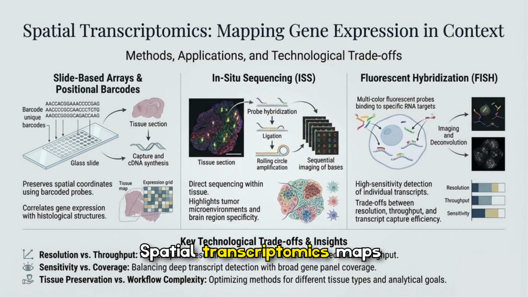Spatial transcriptomics maps gene expression back onto tissue architecture using slide-based barcodes, in situ sequencing, and fluorescent hybridization approaches. Each method balances trade-offs between resolution, throughput, and sensitivity, and choosing the right tool depends on whether you prioritize single-cell spatial resolution, transcriptome breadth, or preservation of delicate tissue features for downstream analysis.